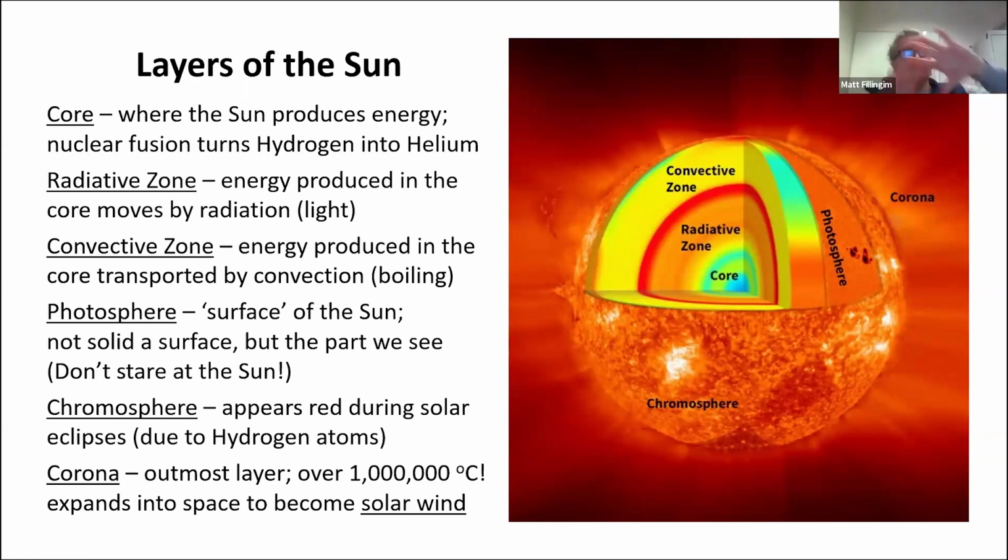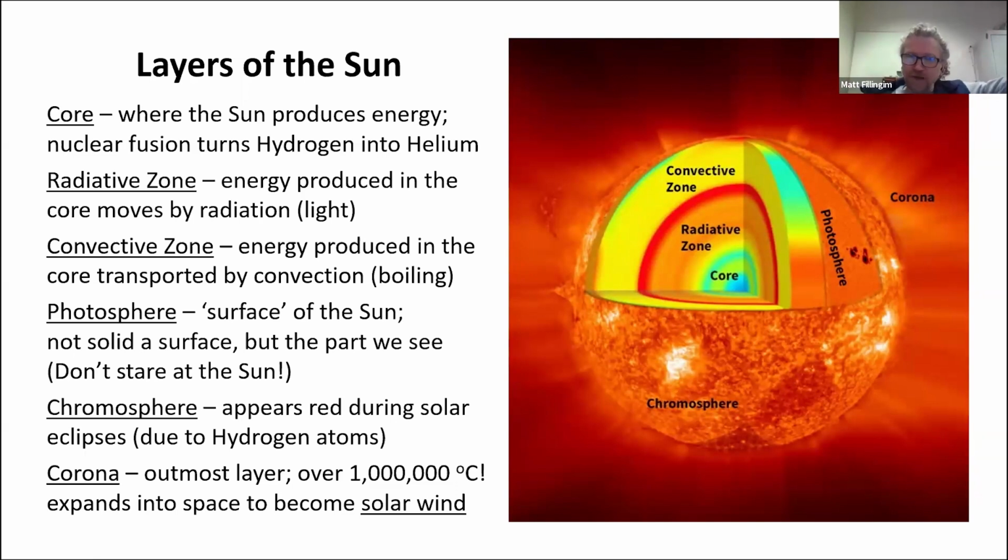When we look at the sun, the part that our eyes see is what we call the photosphere. But I should warn you, don't stare at the sun. It's not good for your eyes, unless you have the correct filters, then it's fine. The photosphere just means that's where the light comes from. It's a light sphere.